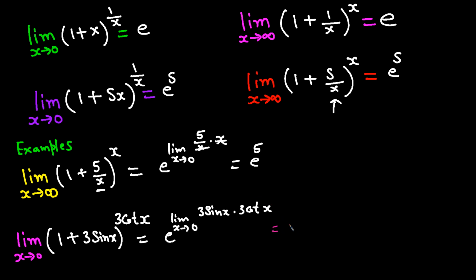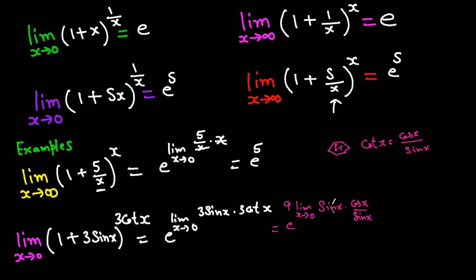So this is going to be e raised to the power limit x approaches 0. I'm going to take this 3 out. 3 times 3 is a 9. Then I've got sine x and cotangent x. Remember, this is the identity from trigonometry: cotangent x is cosine x over sine x. You can make a flashcard of those identities. Just remember them. So cotangent x can be written as cosine x over sine x.